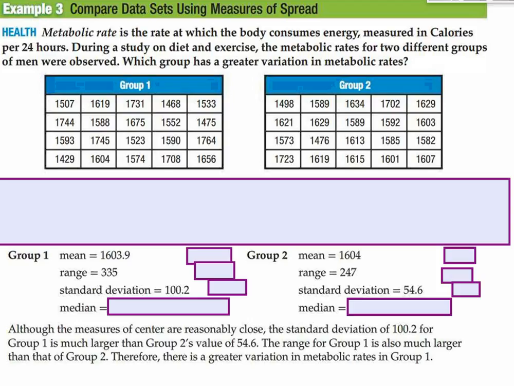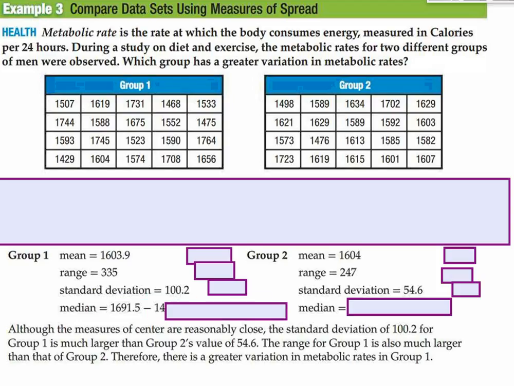So think about that bell-shaped curve. From that mean, going 54 this way and 54 that way, that's 68% of the data. Whereas here, from that mean, which is about the same, I have to go 100 that way and 100 that way to get 68% of the data to fall within there.